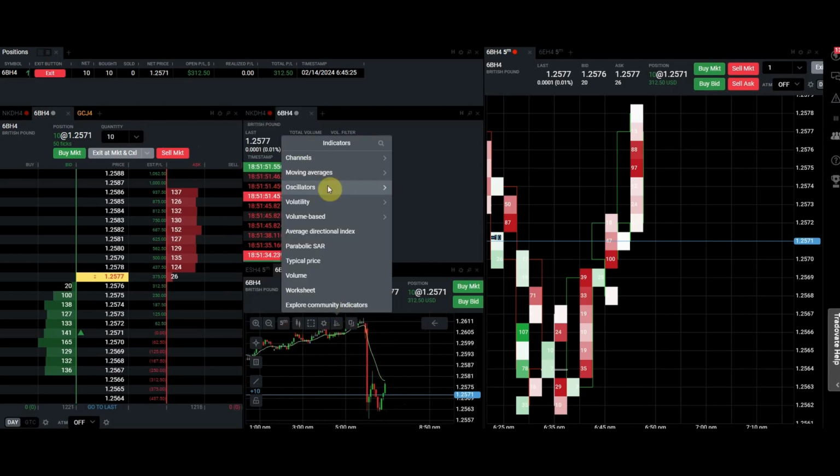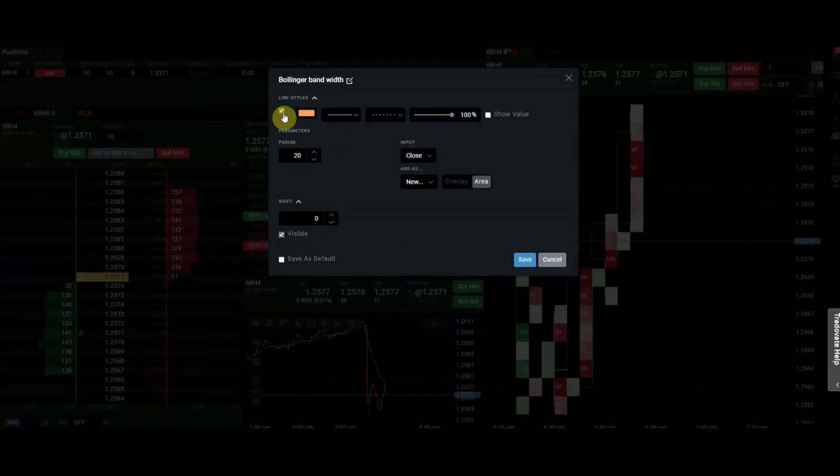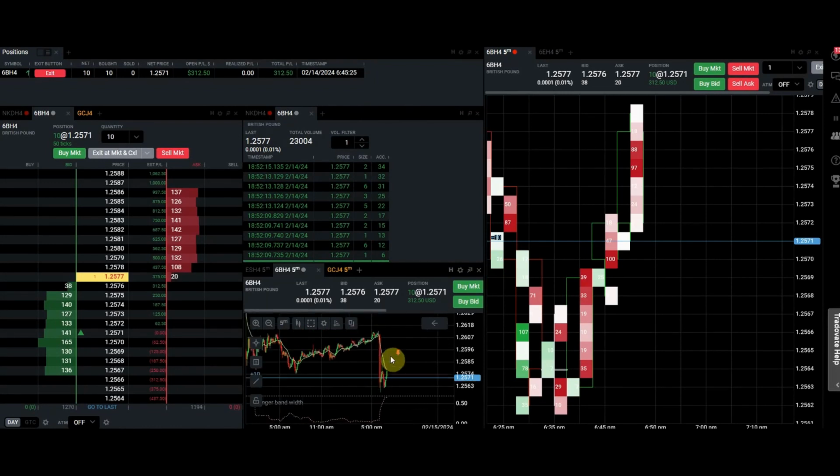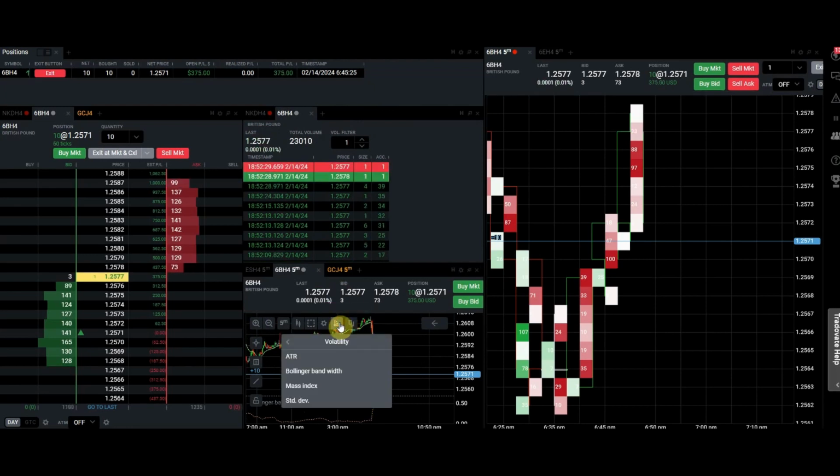I'm going to put a Bollinger Band on here. I do like the bands. Bollinger Band, 20 period. I can't change the deviation, which is a bit annoying, but that's okay. Oh, that's Bollinger Band width. It's the wrong indicator.